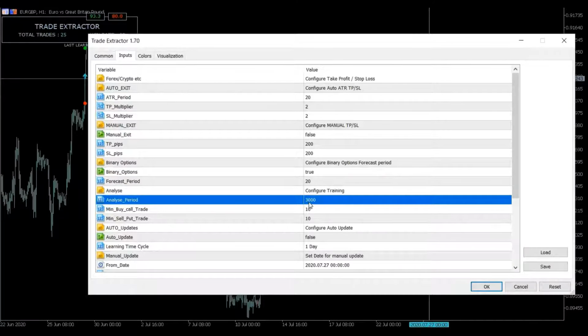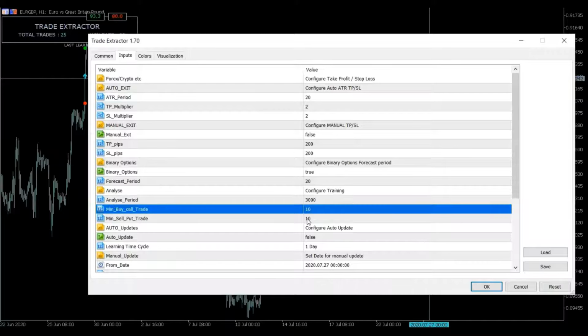This is the training section, where the analyze period is 3000, and minimum buys and minimum sells are 10 and 10. In training, it should take at least 10 trades in buy and 10 trades in sell in the last 3000 bars. So the algorithm learns the last 3000 candlesticks and forms a strategy, validating with at least 10 trades each.